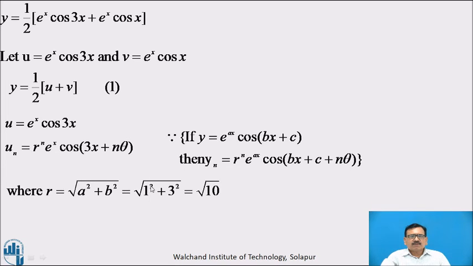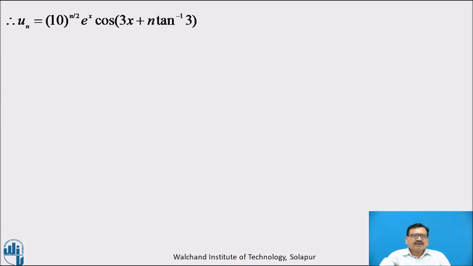Therefore, what we get? Square root of 1 square plus 3 square, that is square root of 10. And theta equal to tan inverse of b by a. Here b is 3 and a is 1, that is tan inverse of 3 by 1, which means tan inverse of 3. Therefore, the nth derivative of u is equal to r raised to n. We have calculated r as square root of 10, and raised to the power n means we can write 10 raised to n by 2 e to the power x cos of 3x plus n tan inverse of 3. This was the nth derivative of the first term.